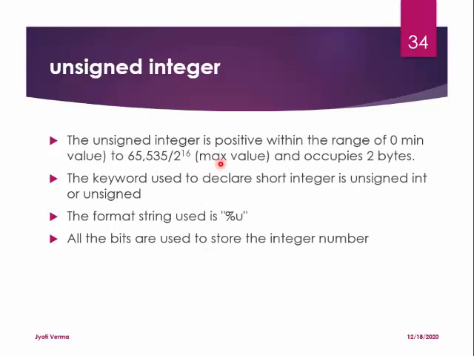Unsigned integer. Now in unsigned integer the range will increase because the sign is not there, so the sign bit will be used to store the number only. So the maximum value is 65,535 and the minimum value is 0. Once again it is occupying only 2 bytes. Okay, and the keyword will be unsigned int or just write unsigned, and the format string will be %u.